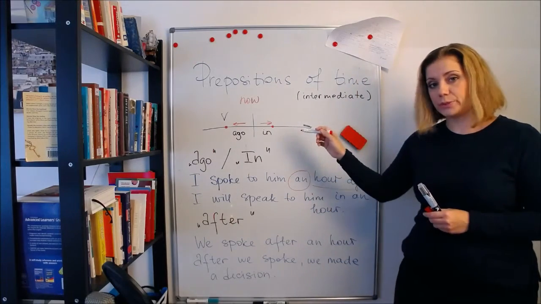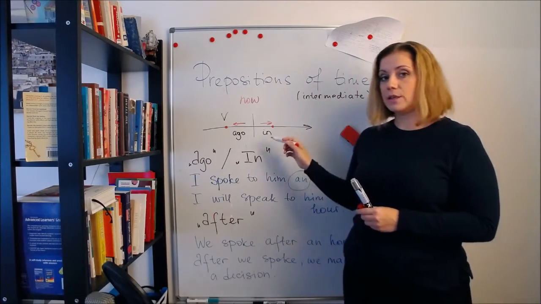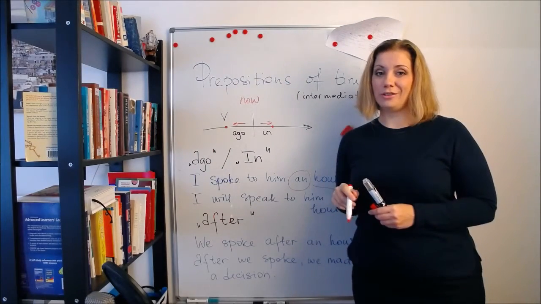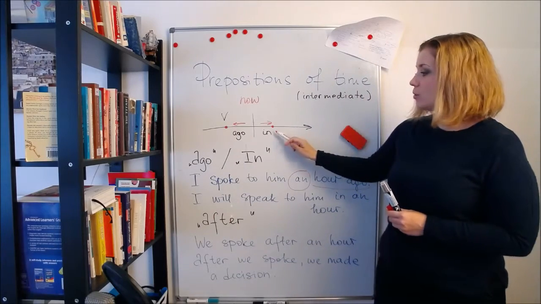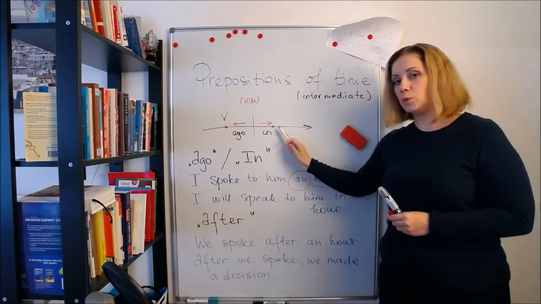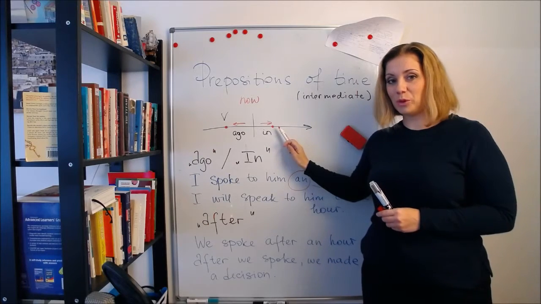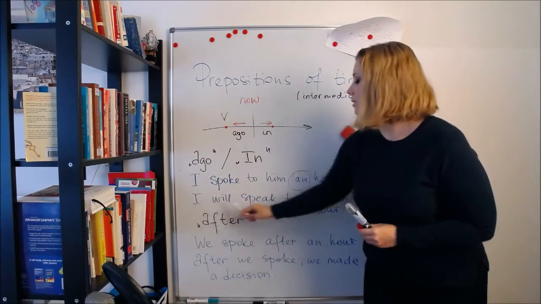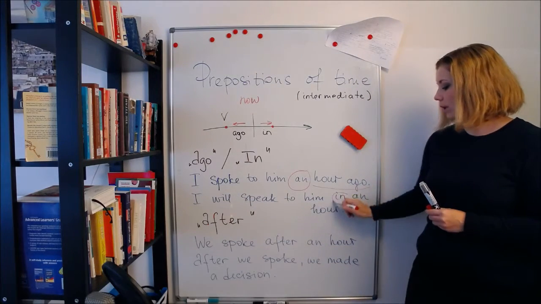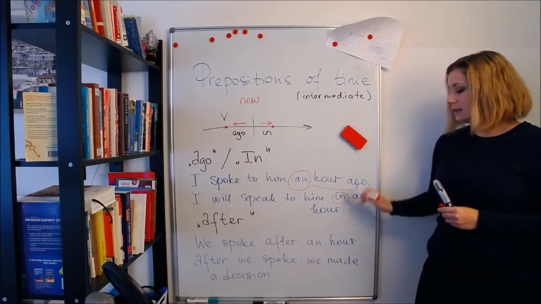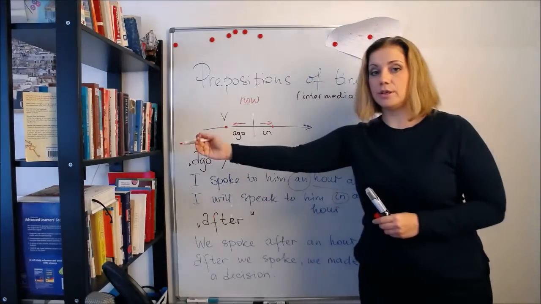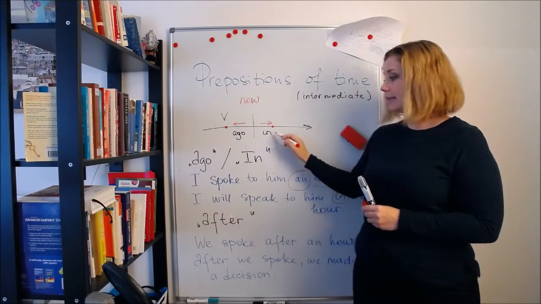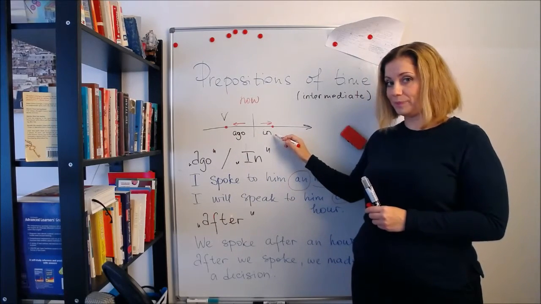And the same principle you will find when you talk about the action which will start and finish in the future. The similar principle. So if you want to show in what time, according to the moment of now, you will use in. I will speak to him in an hour. The same hour, and I show how far it is from the present moment. So ago for past, in for the future.